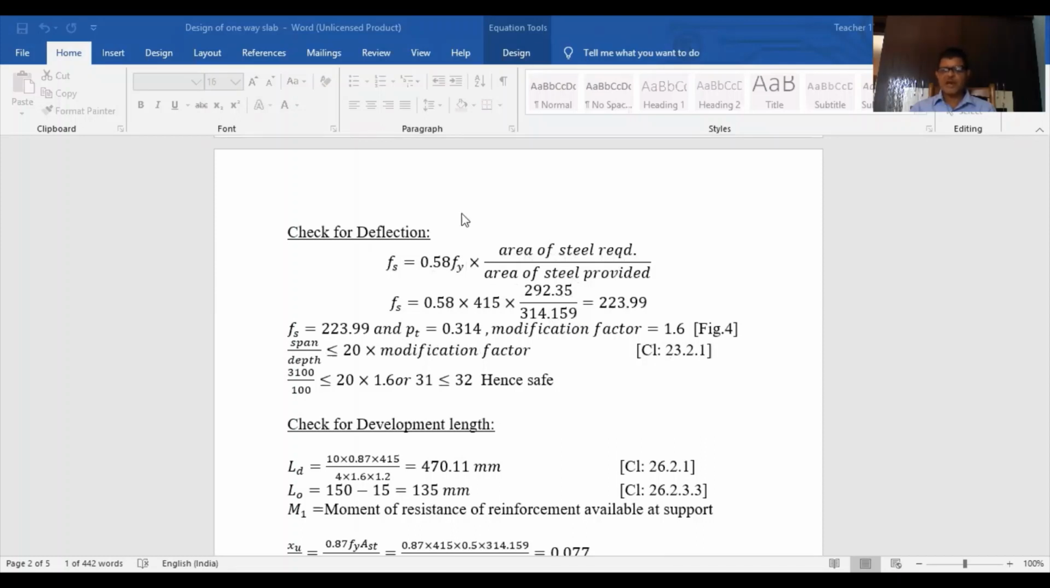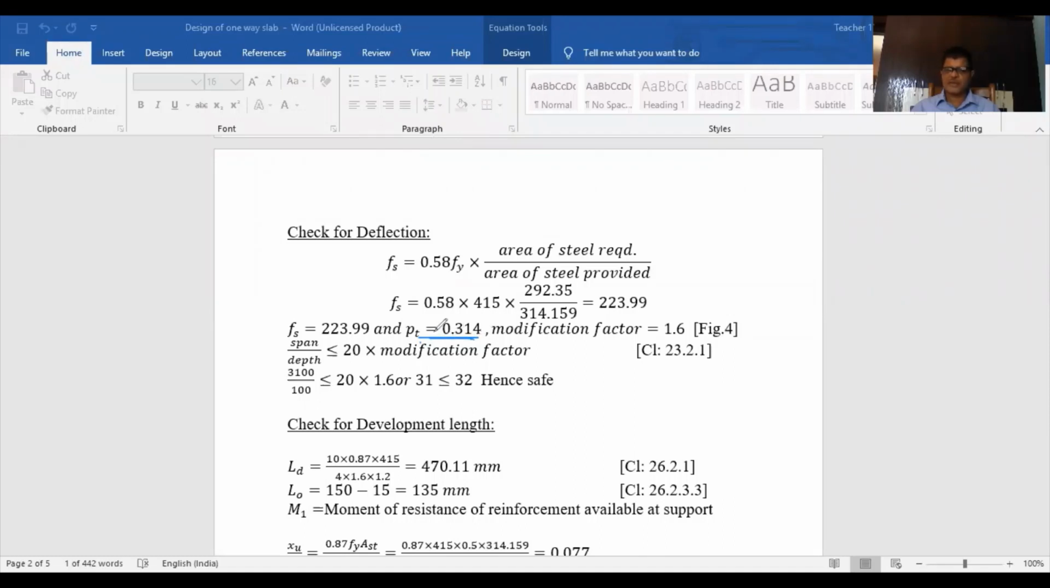Here pt is 0.314. You can ask why pt is equal to 0.314. This value comes from the maximum deflection at the center. Because the maximum deflection is at the center, you can find this value 0.314. So taking 0.314, you have to find the value. Clear?